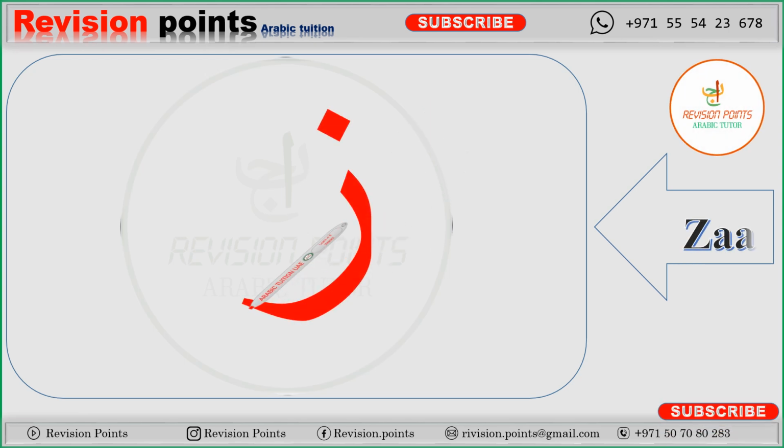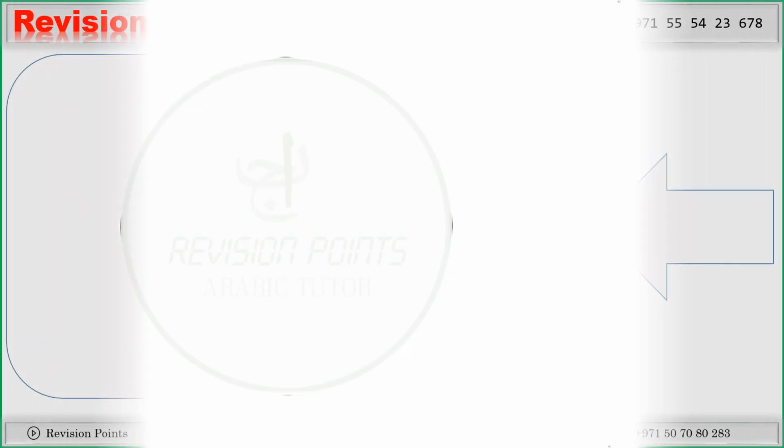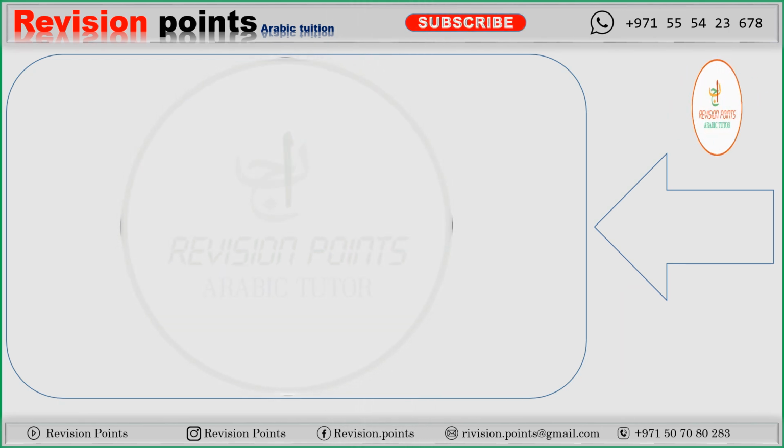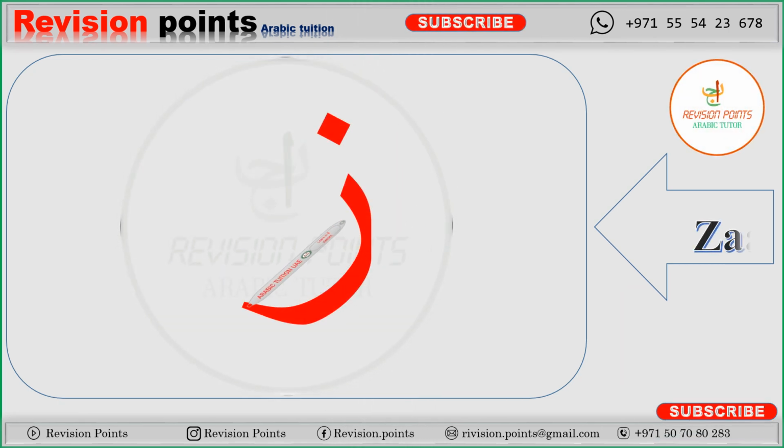Za, za, draw like opposite direction of C and put the dot.